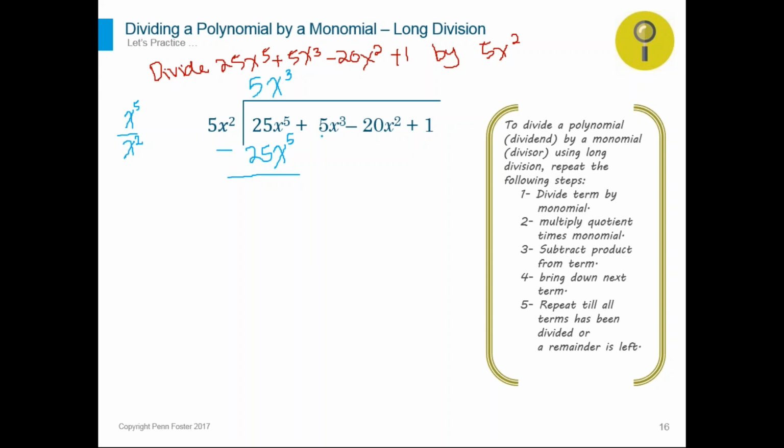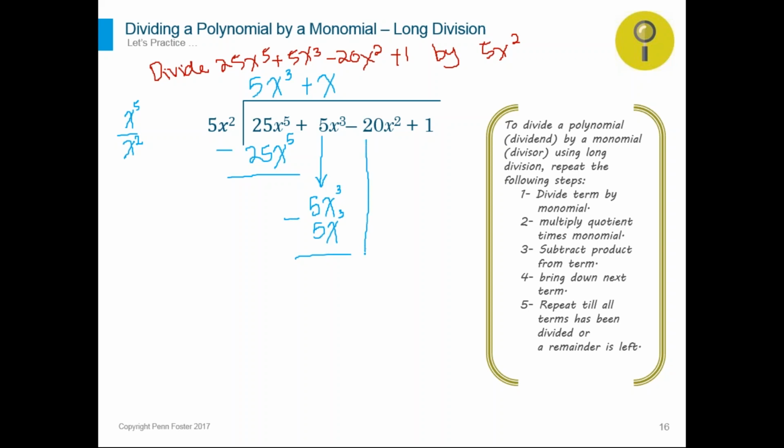Now it is time to bring down the next term, 5x to the 3rd. Now repeat, divide. 5 over 5 is a 1. X cubed over x squared is just an x with a positive sign, so only an x. Multiply. X times 5x squared is 5x to the 3rd. Okay, subtract. 5x cubed minus itself is a 0.